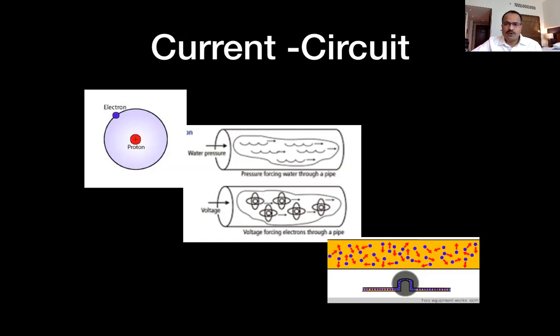Now, if you compare this with water, you need some force for this electron to move. So suppose you want to pass water through a pipe, the force with which you pass that water will decide how much water will flow across that pipe. Same way, for electron to move, you need a force. And this force is called voltage. So that voltage will depend upon the positive and negative electrodes. Okay. So voltage is nothing but the difference in the potential.